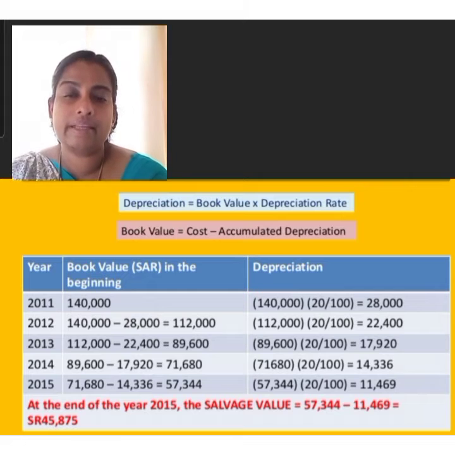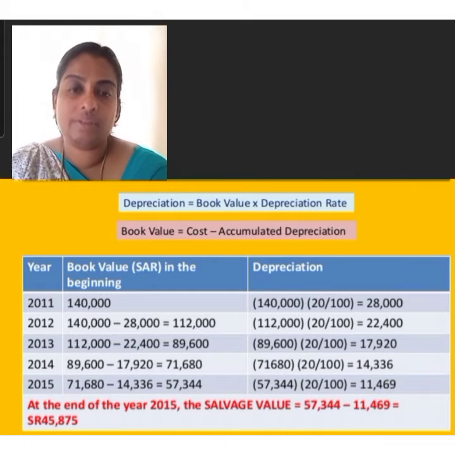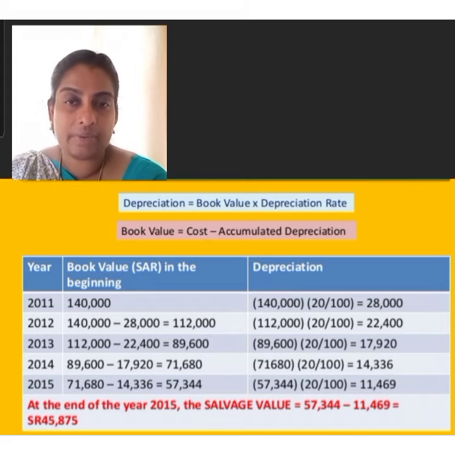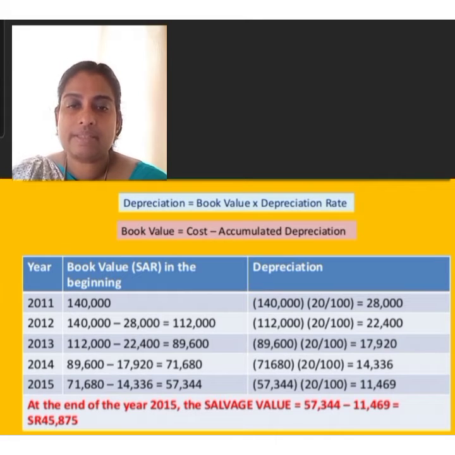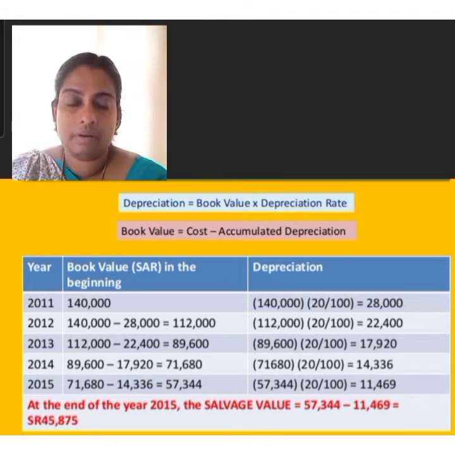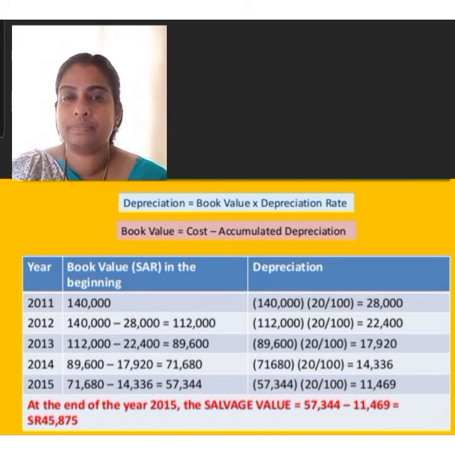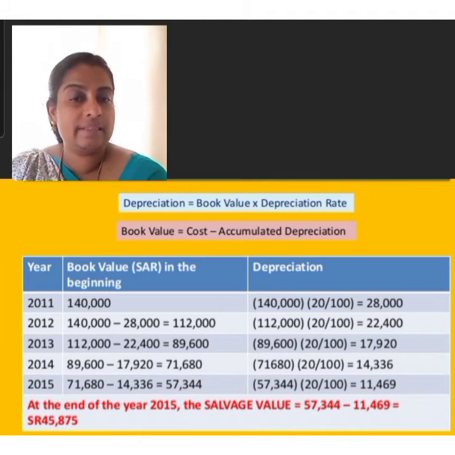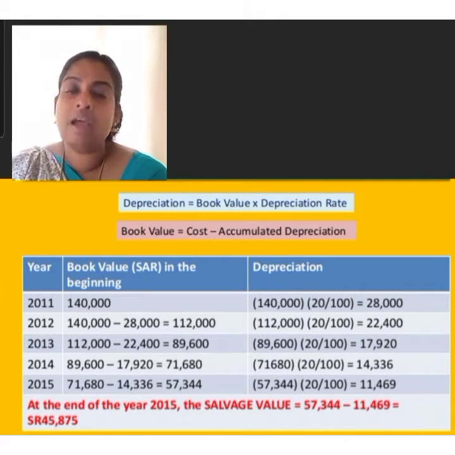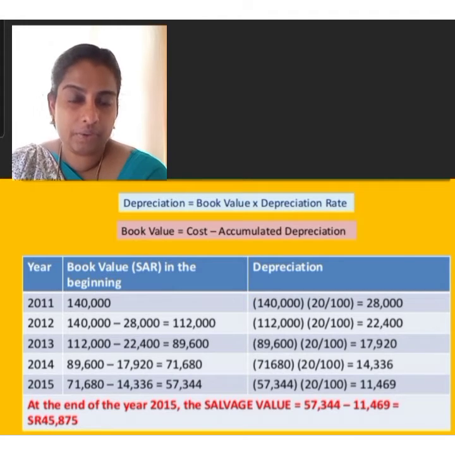The next step is to calculate the amount of depreciation during the fourth year. The outstanding or reducing amount of the cost of the machinery equals 89,600 minus 17,920, that is 71,680. Then calculate the depreciation on 71,680. That is 71,680 into 20% equals 14,336. This 14,336 is the depreciation during the fourth year.